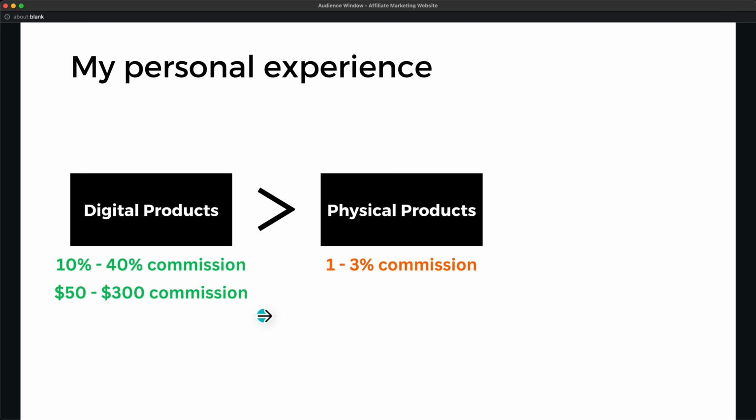Obviously, it depends on the niche as well. But with physical products, because there's so many costs involved, like the production cost, the shipping cost, and all that stuff, they're only able to pay you like a 1 to 3% commission, which, like I've said, means you're going to need tons of clicks and traffic to actually make a few dollars. That's why I would recommend to focus on digital products.